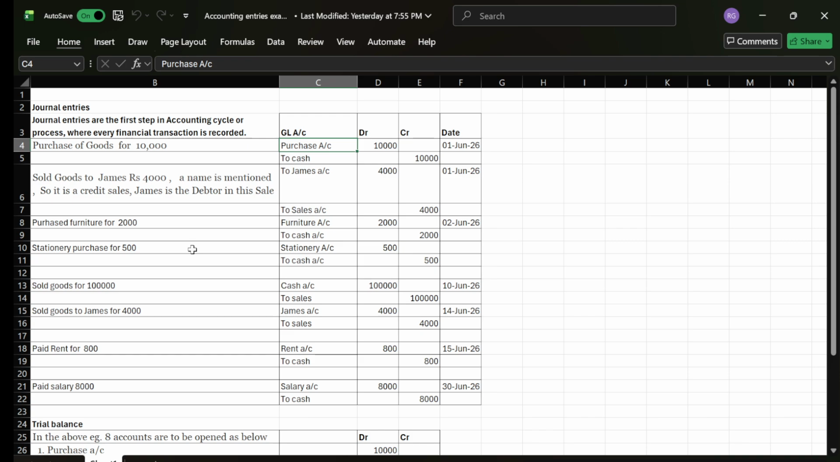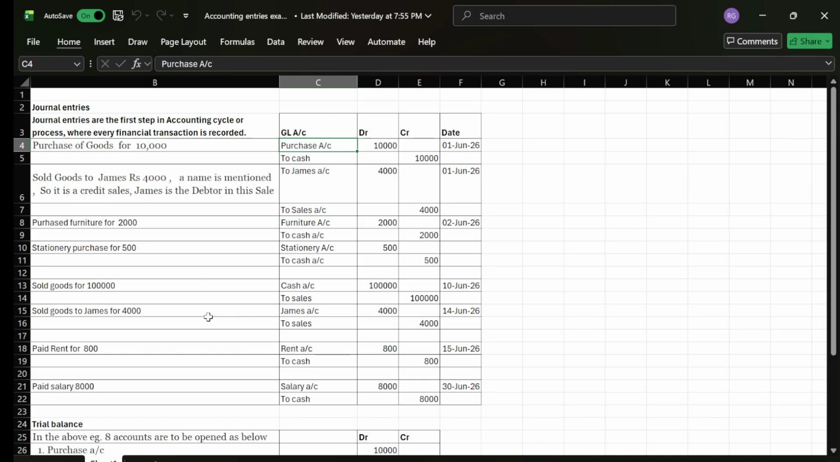Okay. Next is stationery. Just replace furniture with stationery, and then you get these journals. Okay, I move on to the next scenario. Sold goods for 100,000 is the flip side of the previous transaction. What is the other side? When I sell goods, I get cash. So what is cash? It's an asset account. I'm increasing the cash asset account, so I debit 100,000.